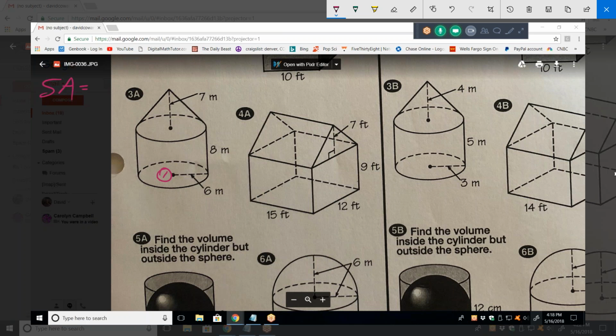Okay. What's the surface area of the base? Pi r squared. Hang on. 36. 113.4, I think. Now, the next thing, there's no top. That top is hidden. That faces the inside. So we've taken care of the bottom.